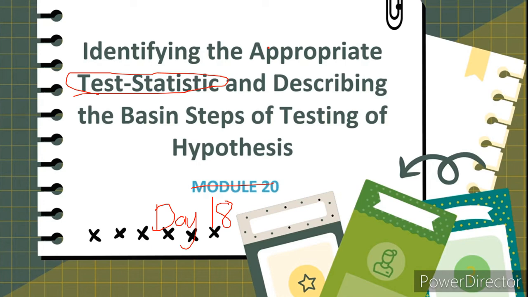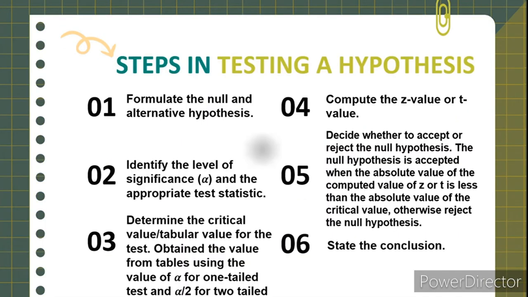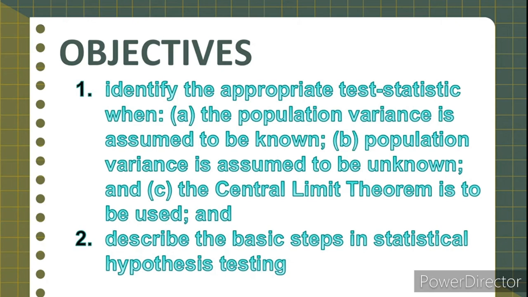Right? So, now we're going to identify what statistics appropriate the given problem. We have two objectives. We're going to identify the appropriate test and describe the basic steps. So we have 6 steps in hypothesis testing. Number one, we're going to formulate the null and alternative. Number two is the level, you must know the level of confidence and determine if it is directional, non-directional, one-tailed, two-tailed, and of course, t-test or z-test.